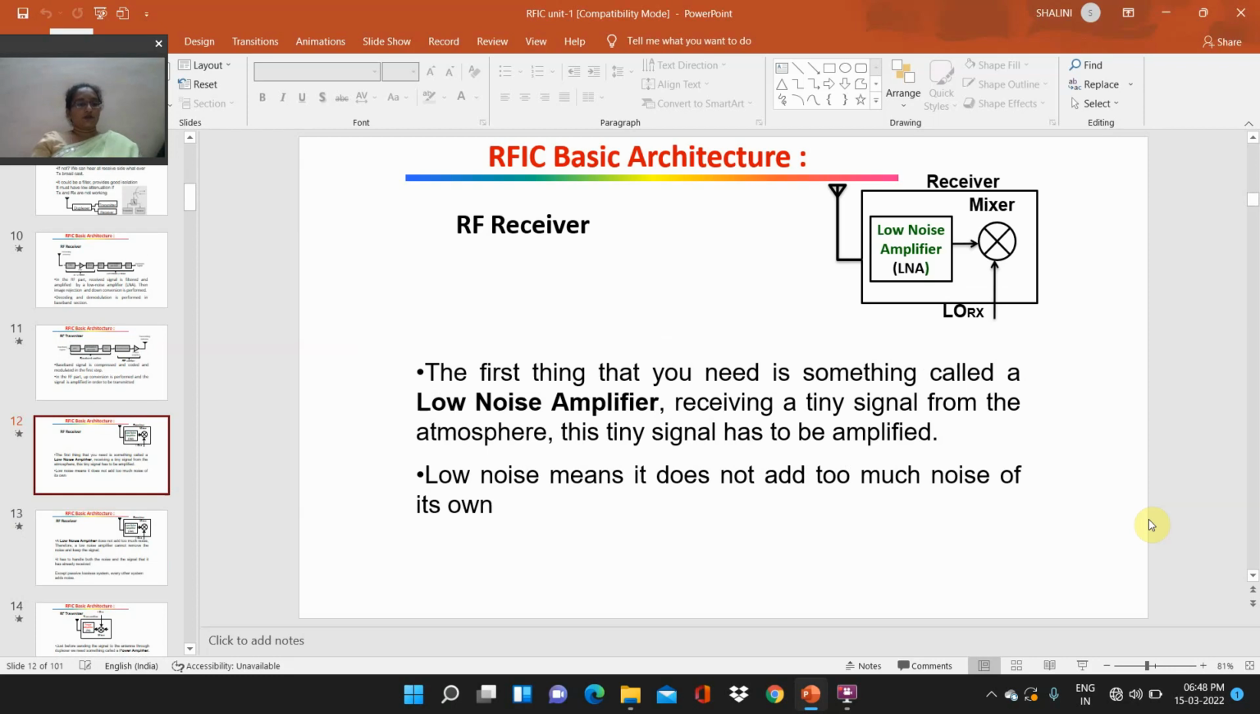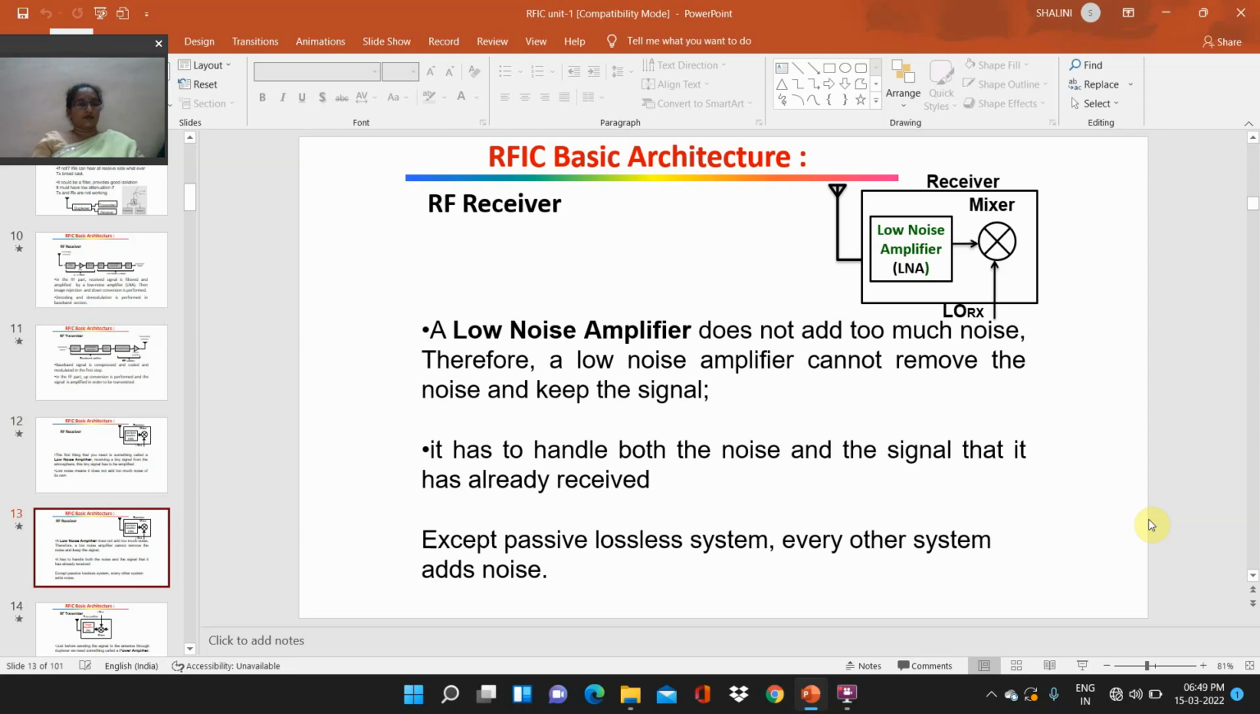RF receiver. So what is the RF receiver? Here the first thing that we need is something called a low noise amplifier. It receives a very tiny signal from the atmosphere, and this tiny signal has to be amplified. Low noise means it does not add too much noise of its own. The low noise amplifier only adds a little amount of noise.